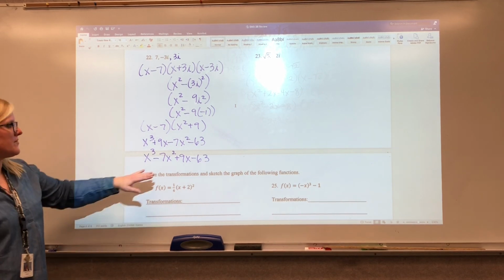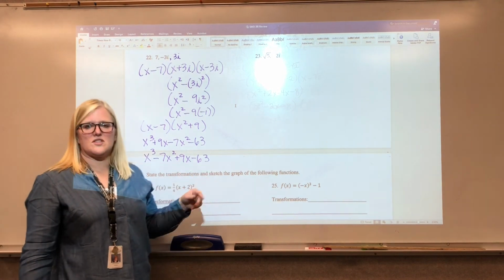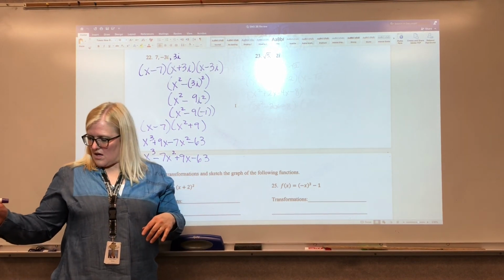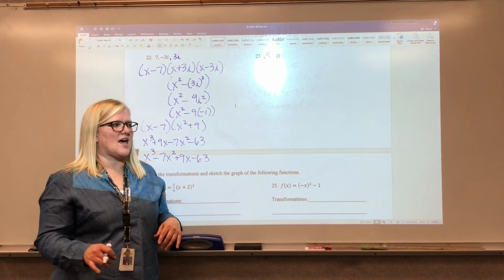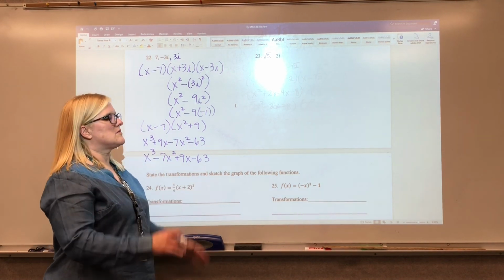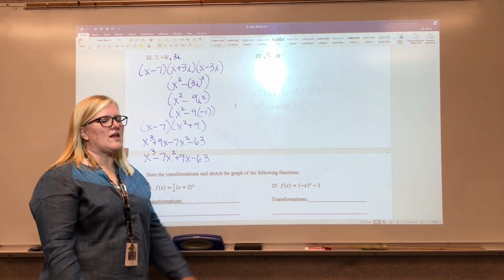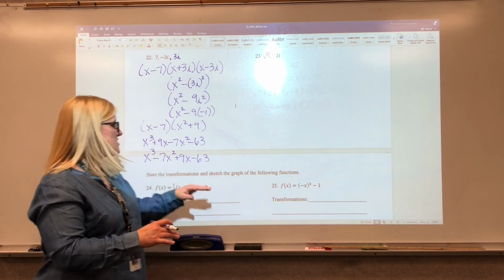Yeah, 63. I have it wrong. I just noticed that I have it wrong on the key. I'll fix that before, no, I'm not going to fix it. Anyway, it's wrong on the key. This is the correct answer.